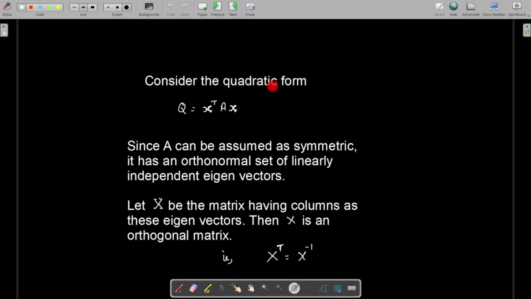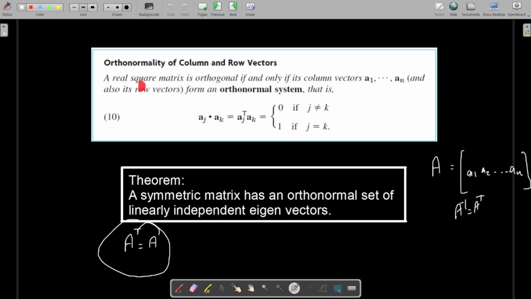Now consider the quadratic form Q equal to x transpose Ax. Since A can be assumed as symmetric, it has an orthonormal set of linearly independent eigenvectors. By a previous theorem we just stated, since A is symmetric, it has an orthonormal set of linearly independent eigenvectors. So you construct a matrix capital X having columns as these eigenvectors. Then by another theorem, X is an orthogonal matrix. Just remember the theorem again.